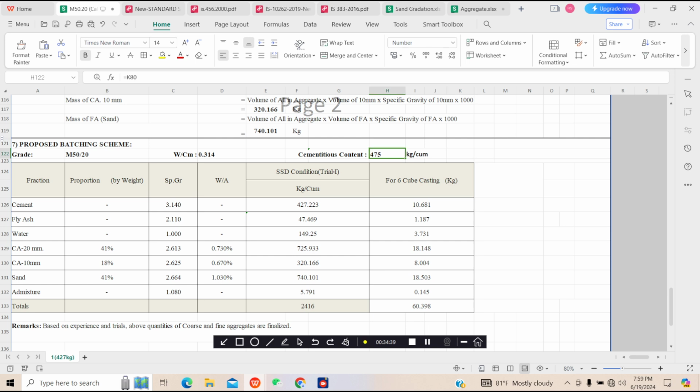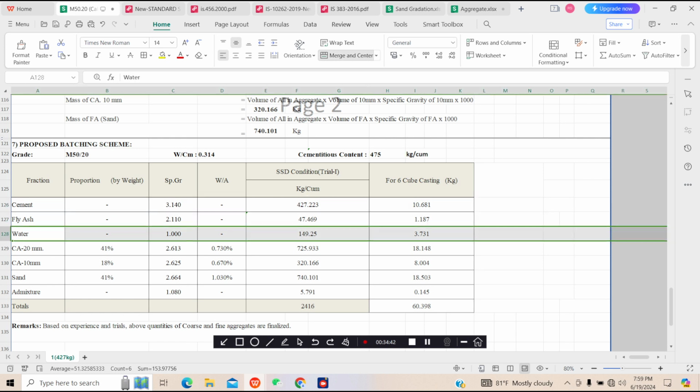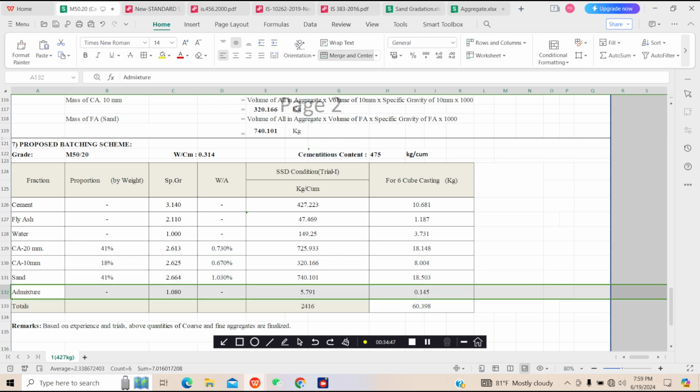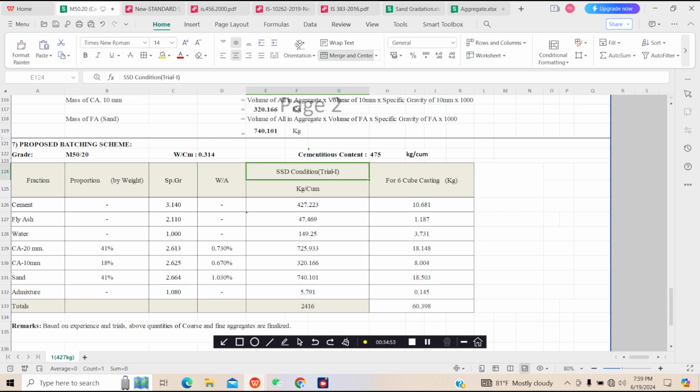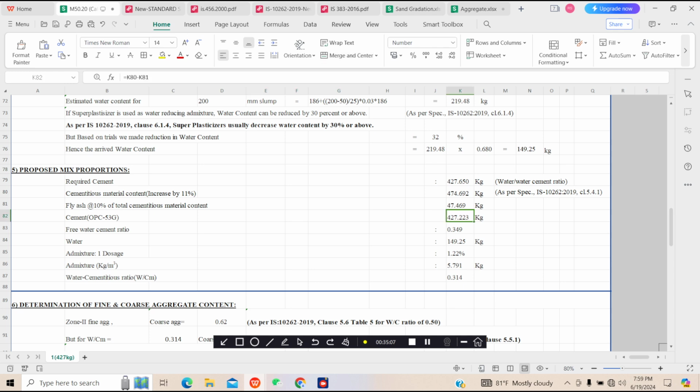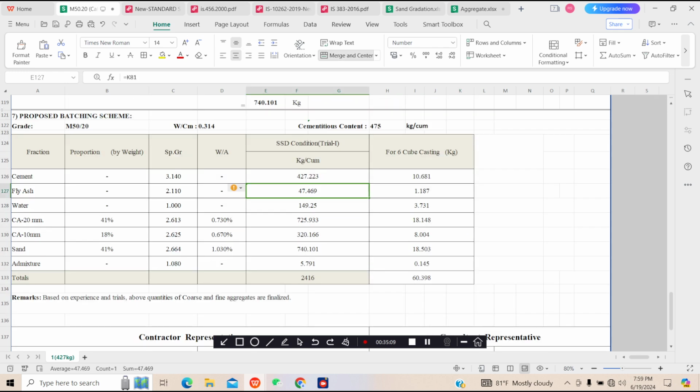Here I have shown you the cement, fly ash, water, 20 aggregate, 10 aggregate, sand, and admixture content. This whole mix design we have done in the SSD condition, saturated surface dry condition. So I have summarized that calculated value only. This cement I have taken 427.223 from here only, and fly ash this much, water this much, 20 mm down aggregate this much, 10 mm down aggregate this much, sand this much, admixture this much.